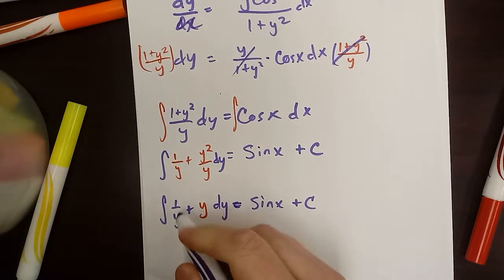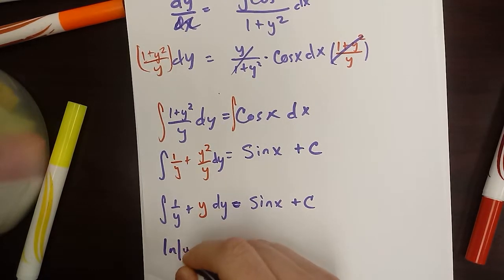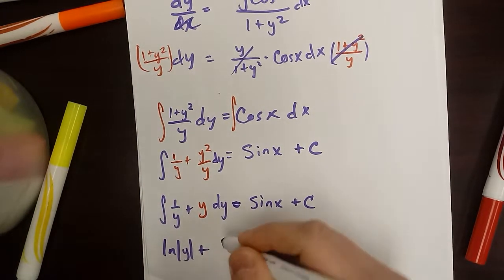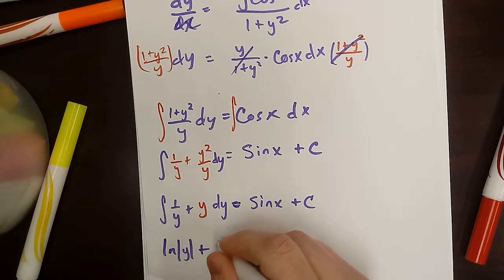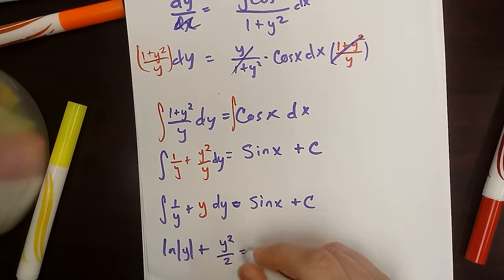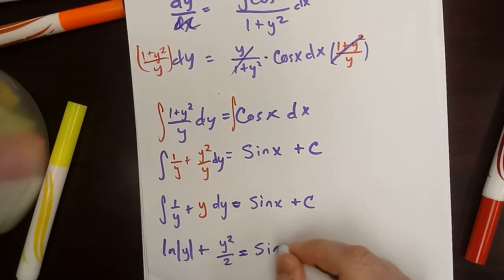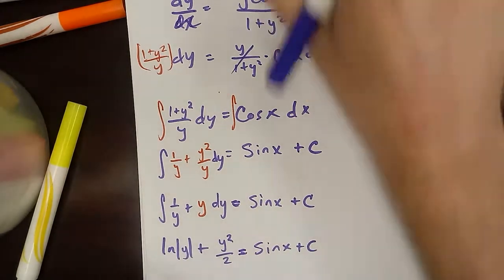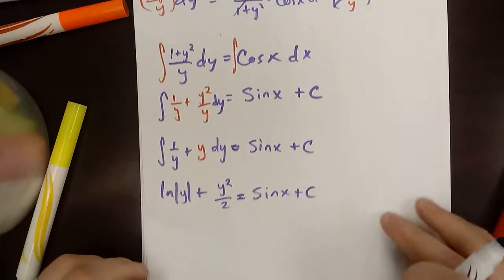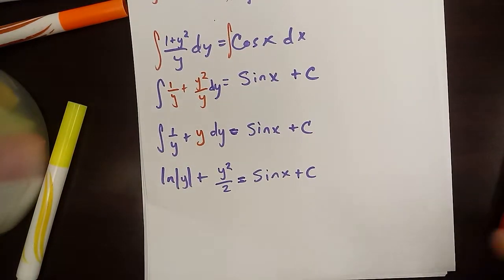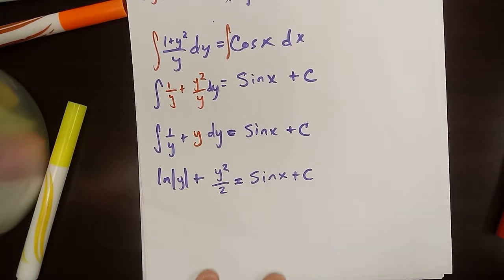Okay, so let's see. When we integrate this left-hand side, we're going to get the natural log of the absolute value of y plus y squared over 2. Remember, we could have a plus c over here, but again, we don't need to write it because there's a plus c over on the right-hand side. All right, and initially we look at this and we go, wow, this is just awful. But let's find out what c is first.